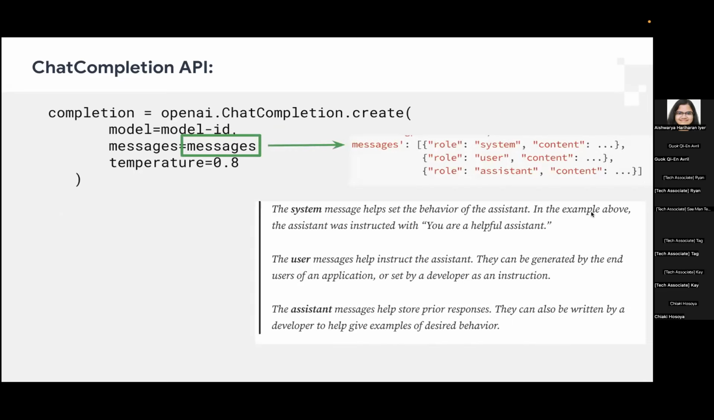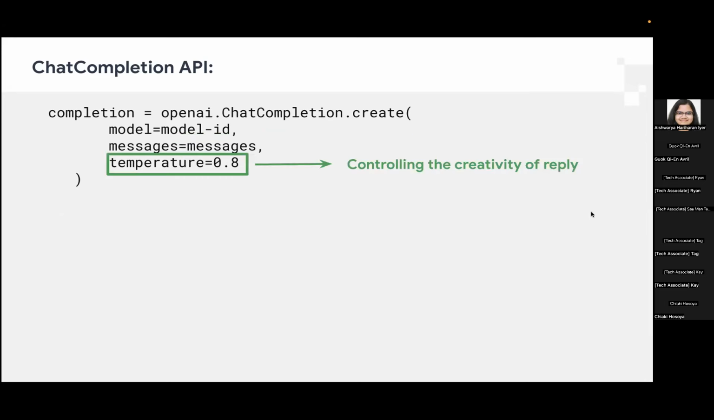Under messages, there are three types of messages: the system message, user message, and assistant message. The system message will help to set the behavior of the chatbot assistant that we're using, and the user message will help to instruct the assistant. The assistant message will then help to store the prior messages. We can also control the temperature of the output. We set it at 0.8 for the sample code that we have given. Just know that the higher the temperature, the more creative the reply.